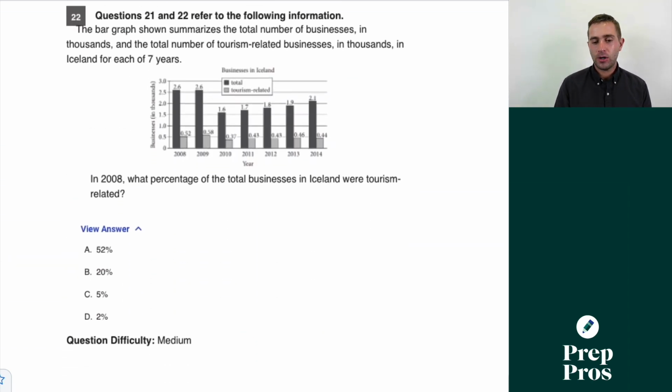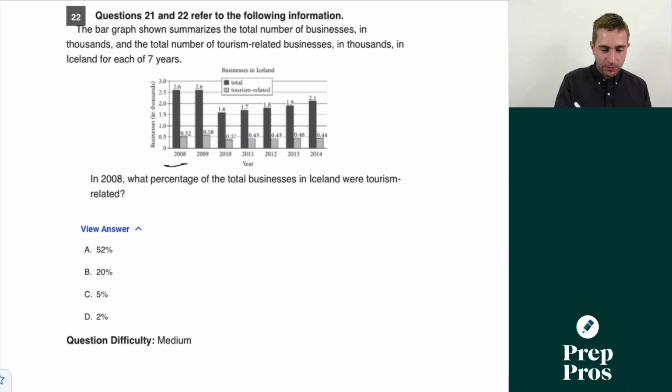All right, question 22. The bar graph shown summarizes the total number of businesses in thousands and the total number of tourism-related businesses in thousands. Oh, yeah, exact same thing. In 2008, what percentage of the total businesses in Iceland were tourism-related?